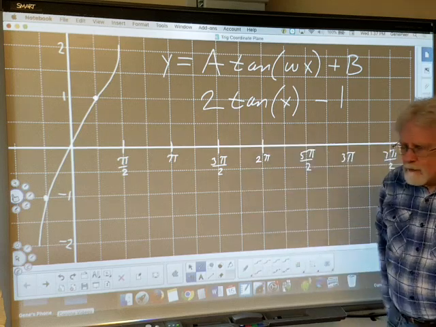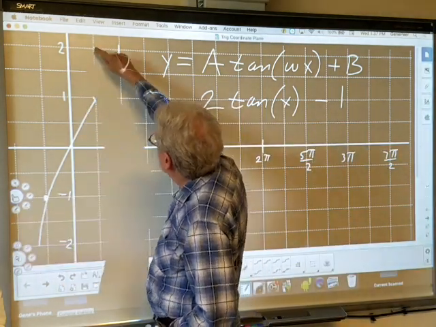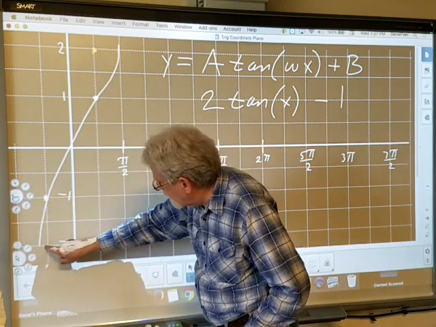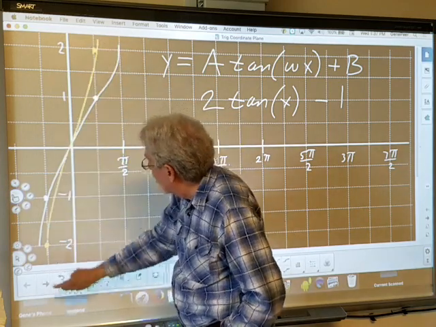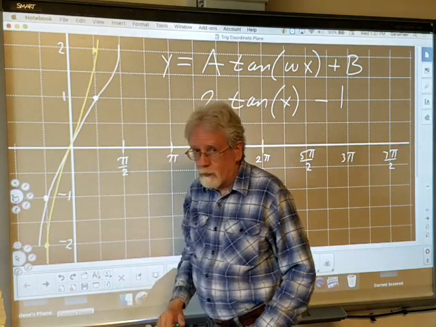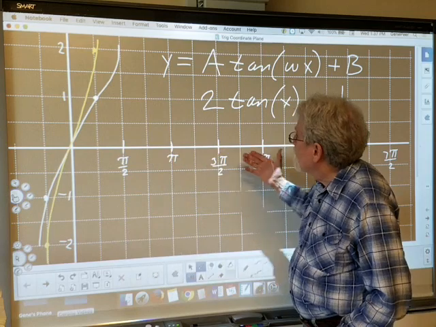But 2 times tangent says, instead of this point, we're going to have this one twice as high. Instead of this point, we're going to have this one twice as low. It makes the whole thing get a whole lot skinnier. It still approaches the same asymptotes, but it's skinnier. And we would have the same thing repeating.